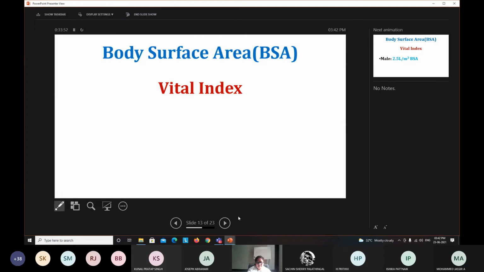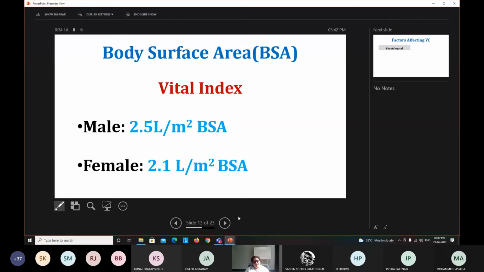Again, the formula here is about 2.5 liters per meter square of body surface area for males. So if your body surface area is around 1.7 meter squares, then per meter square it is 2.5 liters for males, and for females it is around 2.1 liters per meter square of body surface area. Is it clear? You can use these techniques whenever a patient is very sick and you cannot shift him to the laboratory or measure the vital capacity.